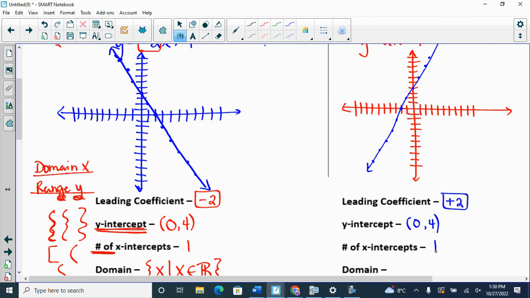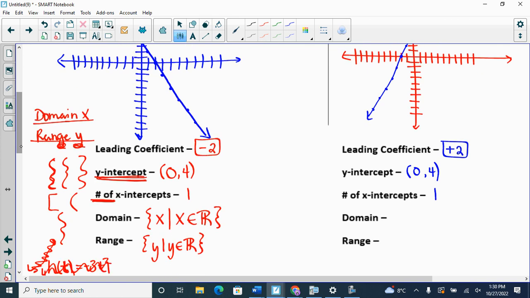I don't know what you did. You had to curve it back. But a quadratic can. We talked about quadratics last year. They can curve back, right? The domain, because these are discoing, is x ∈ ℝ, y ∈ ℝ.